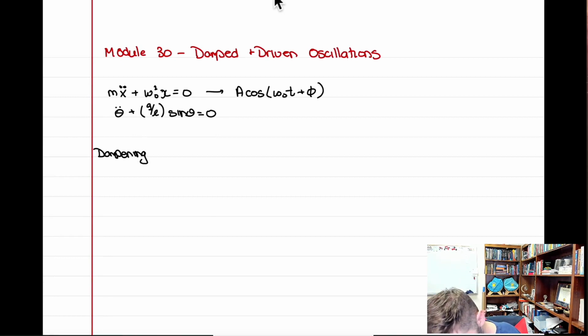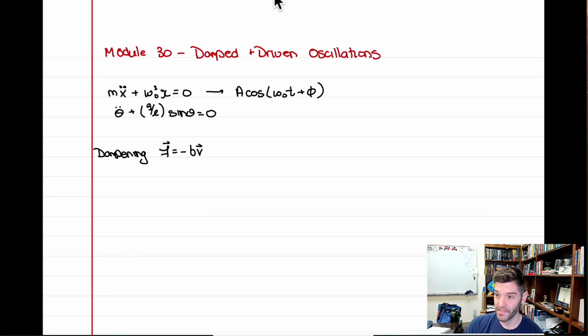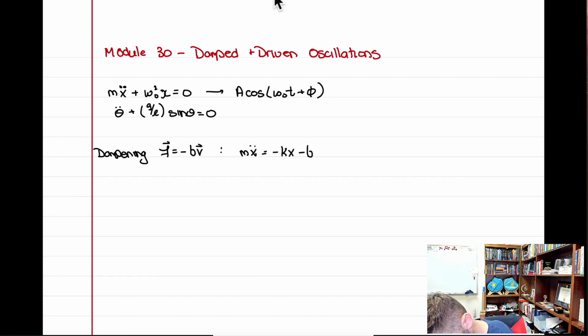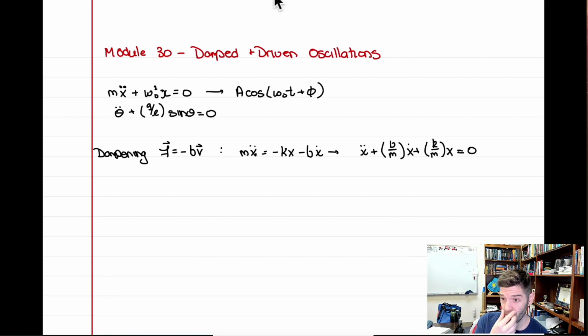Now let's add dampening back in by assuming that there's some sort of friction force that opposes the direction of velocity. So something simple like a 1D friction force, where the equation of motion might be m x double dot equals negative kx, but then also negative b x dot as well. So the differential equation, once you divide through by m, looks like x double dot plus b over m times x dot, and then again the k over m times x equals 0.